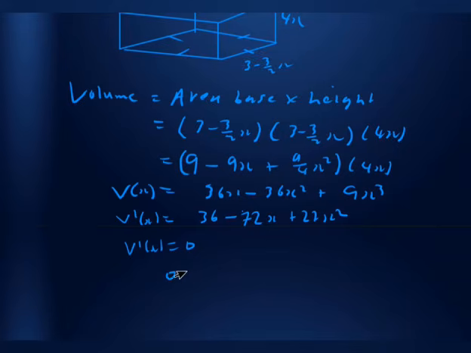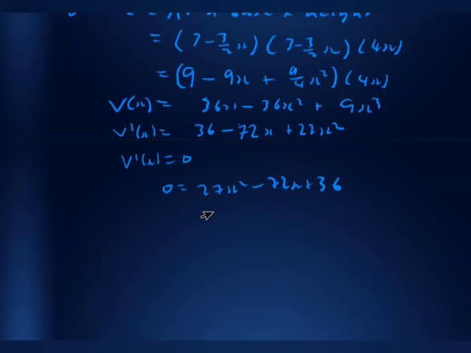So we're going to say 0 is equal to, let me just rearrange it, 27x squared minus 72x plus 36. So everything we can see is divisible by 9, right? So let's divide that by 9. So 27 divided by 9 is 3, and then 72 divided by 9 is 8. Yeah, it's definitely 8. So it's going to be 8x, and then there's going to be 4.